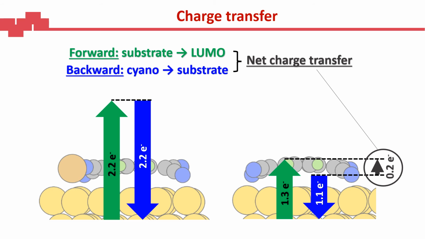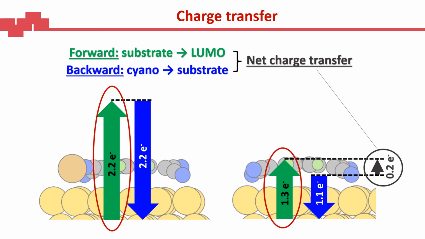Now, another interface property that is significantly modified by the adatom is the charge transfer between the molecule and the substrate. The charge transfer from the substrate into the lowest unoccupied molecular orbital, which we have already seen on the previous slide, is called the forward donation, and it is shown here by the green arrows. But there is also charge transfer from the cyano groups of F4TCNQ towards the substrate, which we call back donation, and it is illustrated here by the blue arrows.